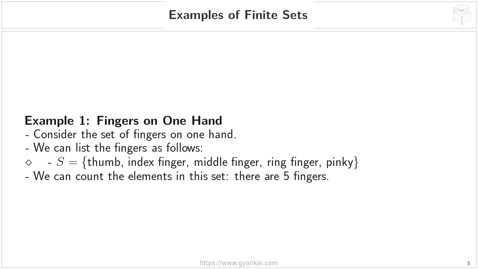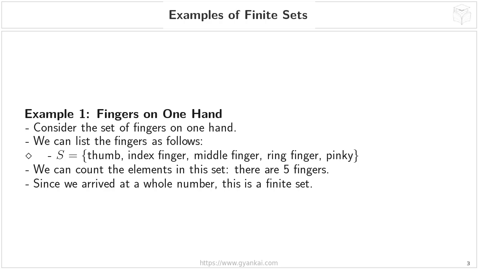If you carefully count the fingers listed, thumb, index, middle, ring, and pinky, you'll find there are 5. Because we were able to list all the elements and arrive at a whole number, in this case 5, this confirms that the set of fingers on one hand is indeed a finite set.